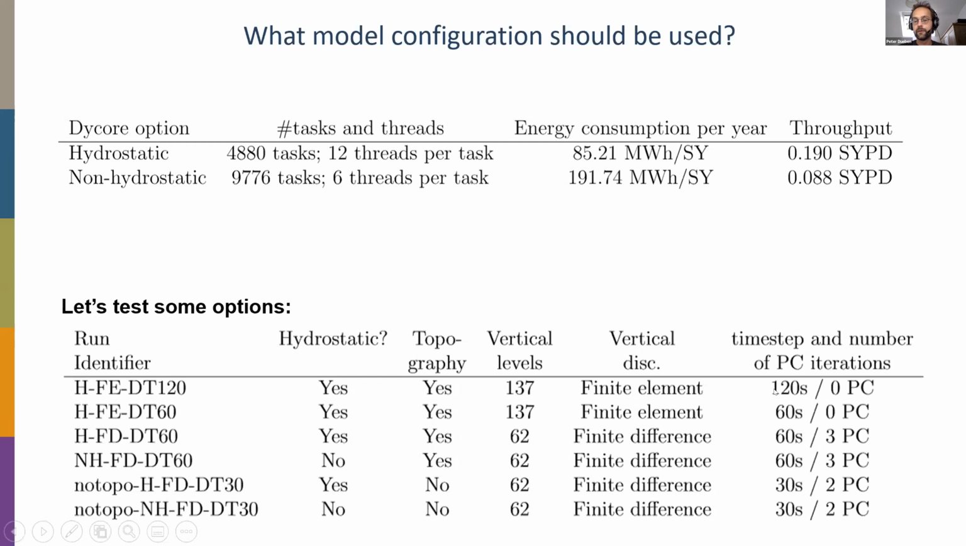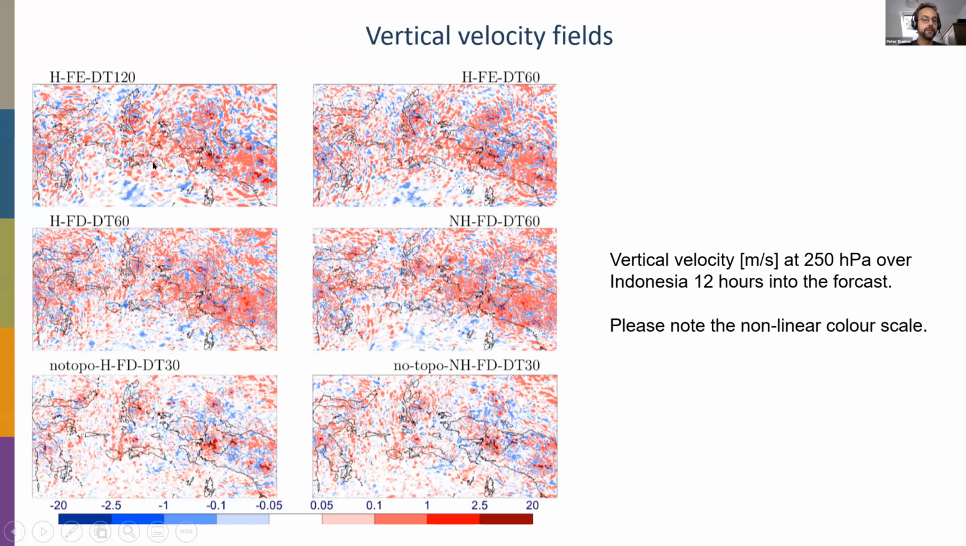And then there's also the option of working with different time steps, like 120 seconds, 60 seconds, or 30 seconds, and a different number of predictor-corrector iterations in your simulation. So these are some results for the vertical velocity fields over Indonesia. And you basically see the simulation with 120 seconds time step on the top left, and you will see that it's a bit popcorny.